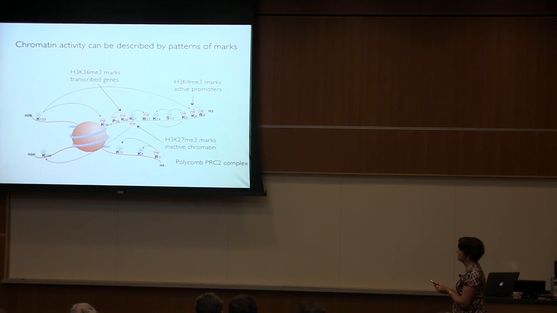Trimethylation of lysine 4 marks active promoters, and H3K27 trimethylation often marks inactive chromatin, and I'm going to talk about this a bit more. This is put on by the classical Polycomb PRC2 complex.